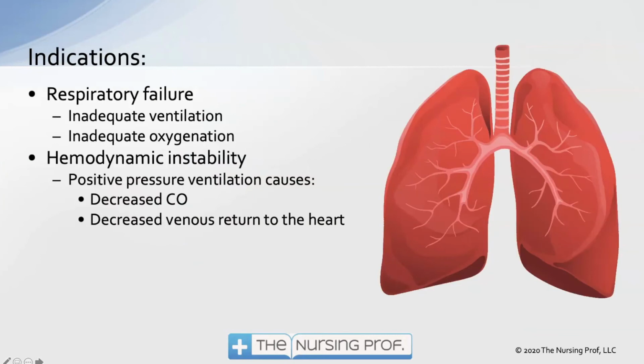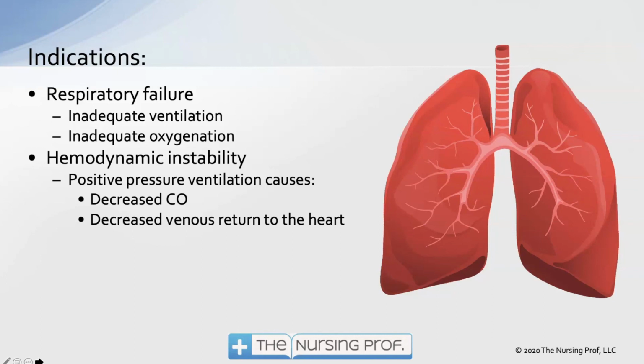So when do we use mechanical ventilation? Two of the indications for mechanical ventilation are respiratory failure. So we have an inadequate ventilation or inadequate oxygenation. Let me give you an example of each. Inadequate ventilation occurs when a patient has maybe a blockage to their respiratory tract. For example, patients with asthma and COPD, they have blockages in the airways, which decreases the amount of ventilation that they get. Ventilation is the amount of air movement.